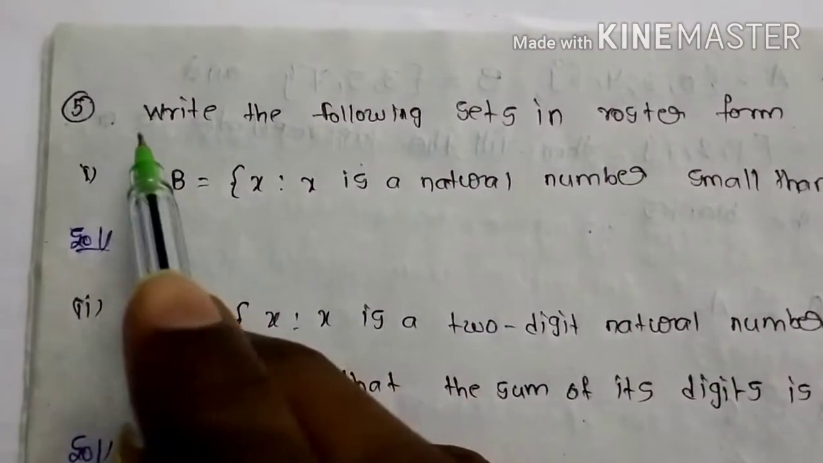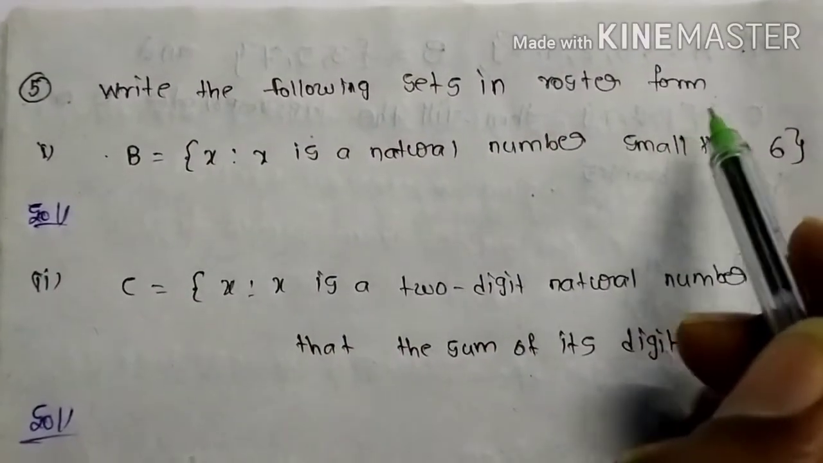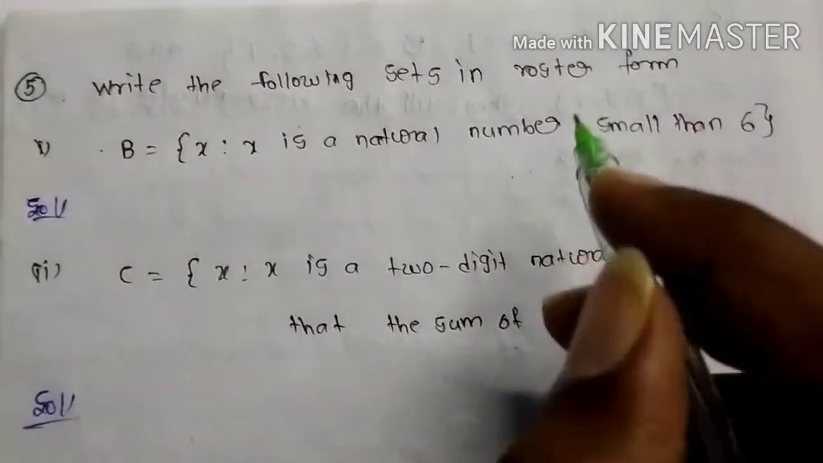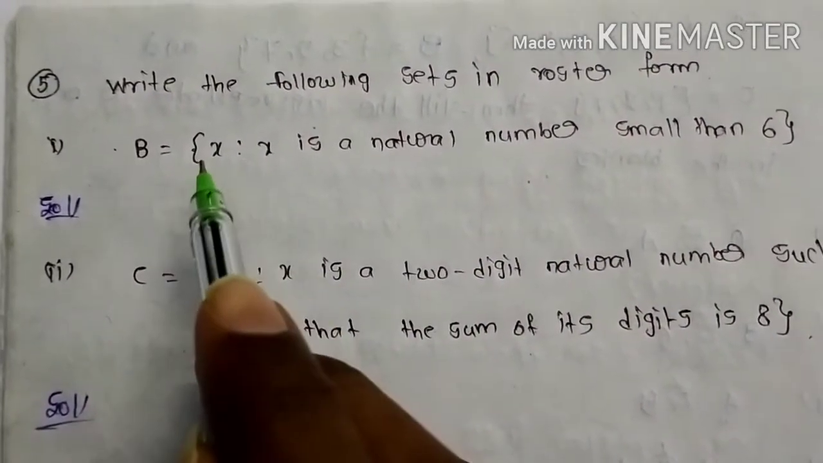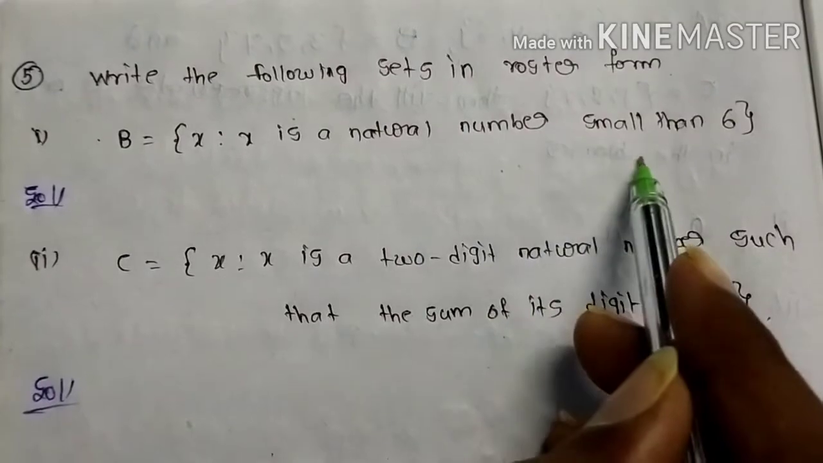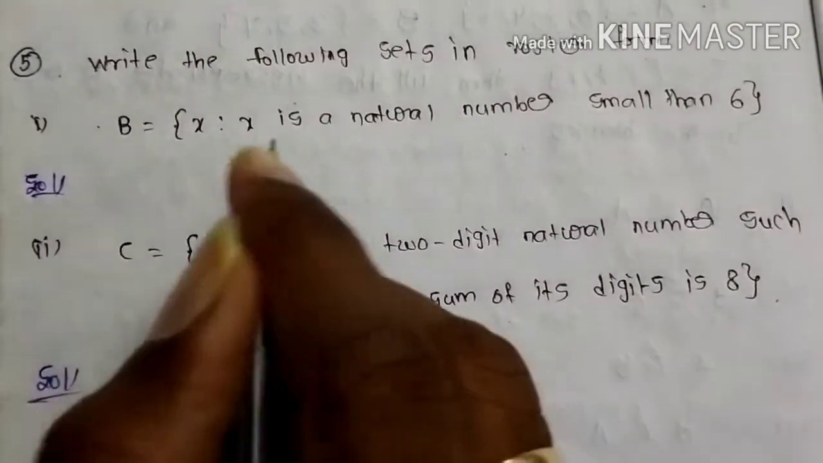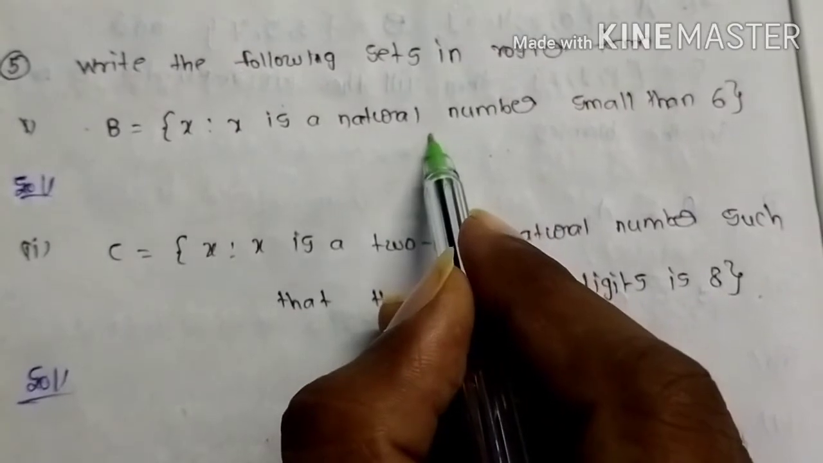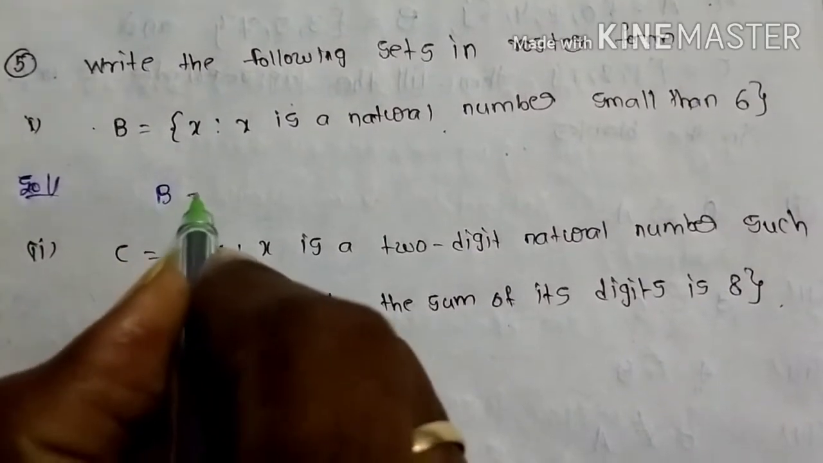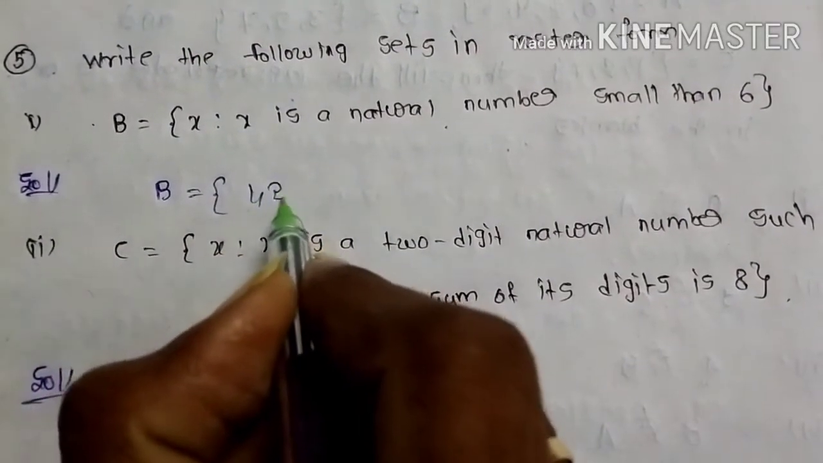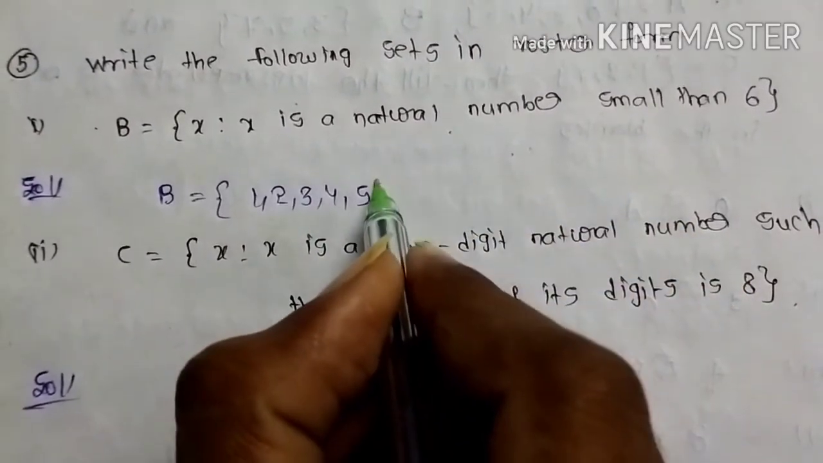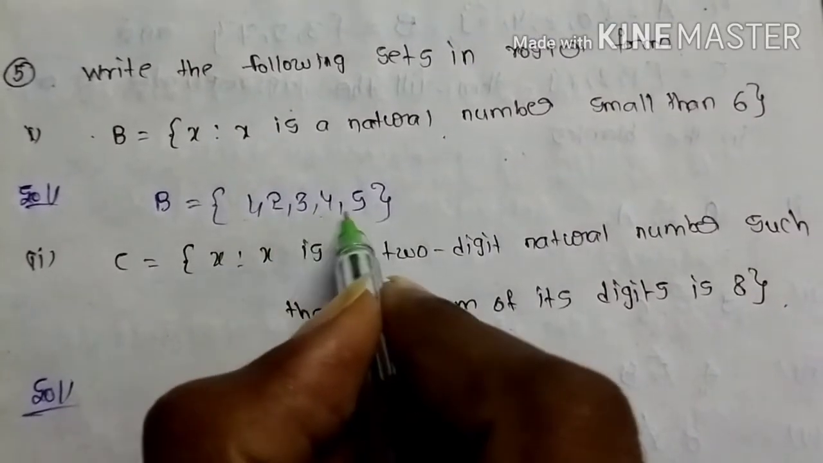Now you can see here question number 5. Write the following sets in roster form. You know that in roster form, elements are represented in curly braces, separated by commas. See here, B is equal to the set of all x such that x is a natural number smaller than 6. That means which is a natural number, yes or no? Yes. And also smaller than which number? 6. That means your answer is 1, 2, 3, 4, 5. Don't take 6, because they are asking smaller than. So your answer is 1, 2, 3, 4, 5 only.